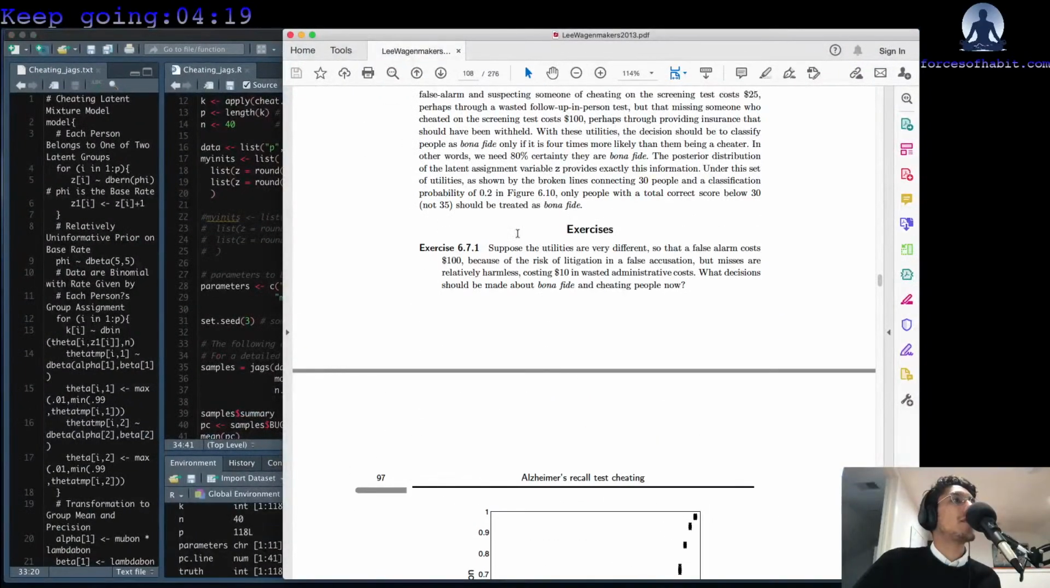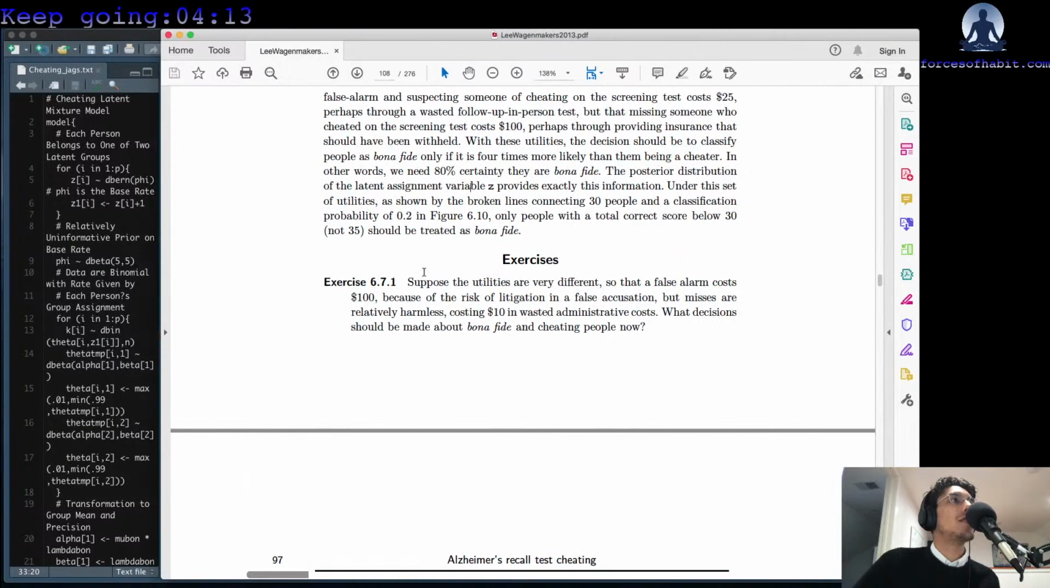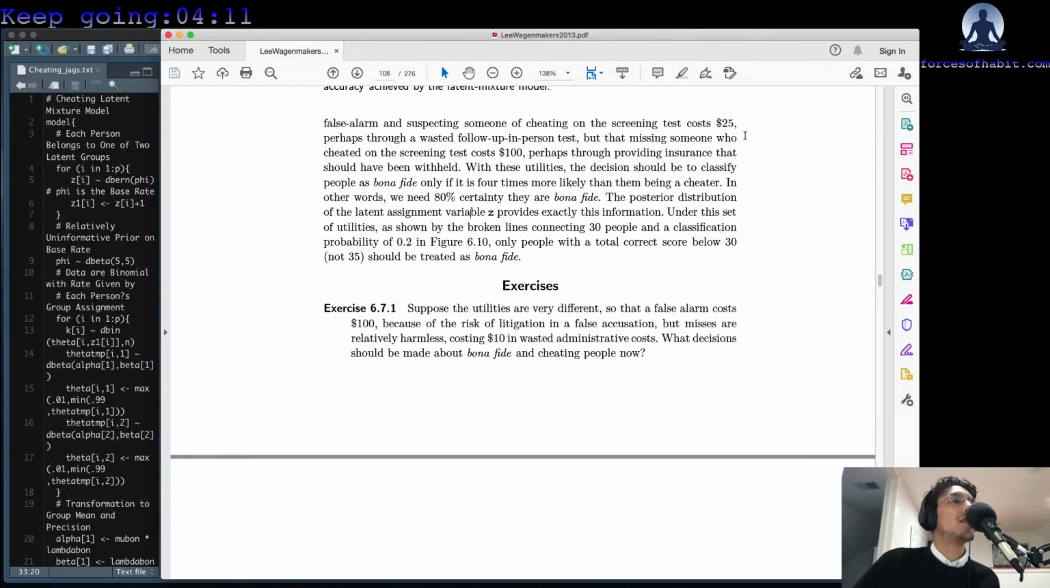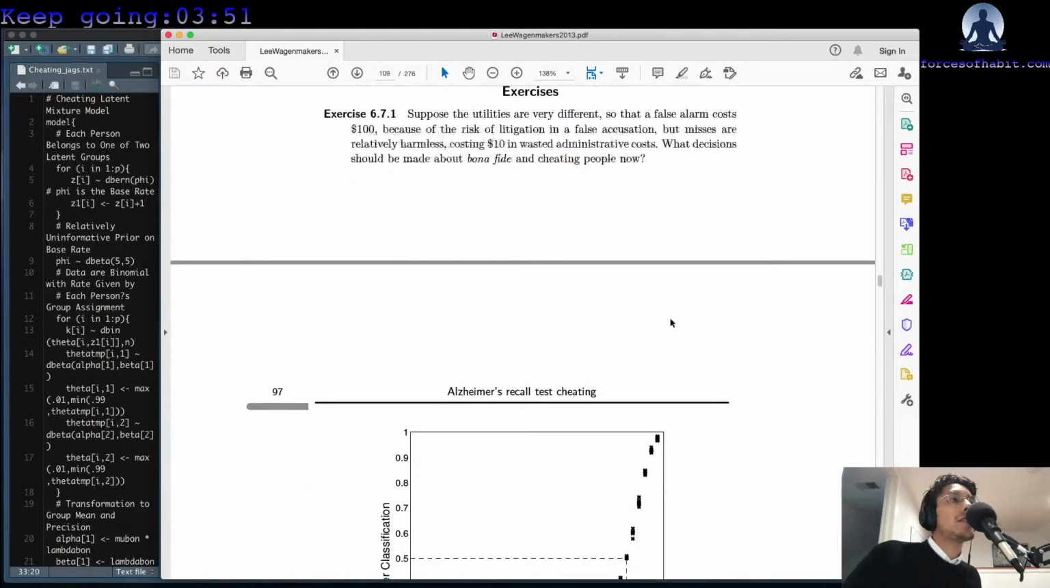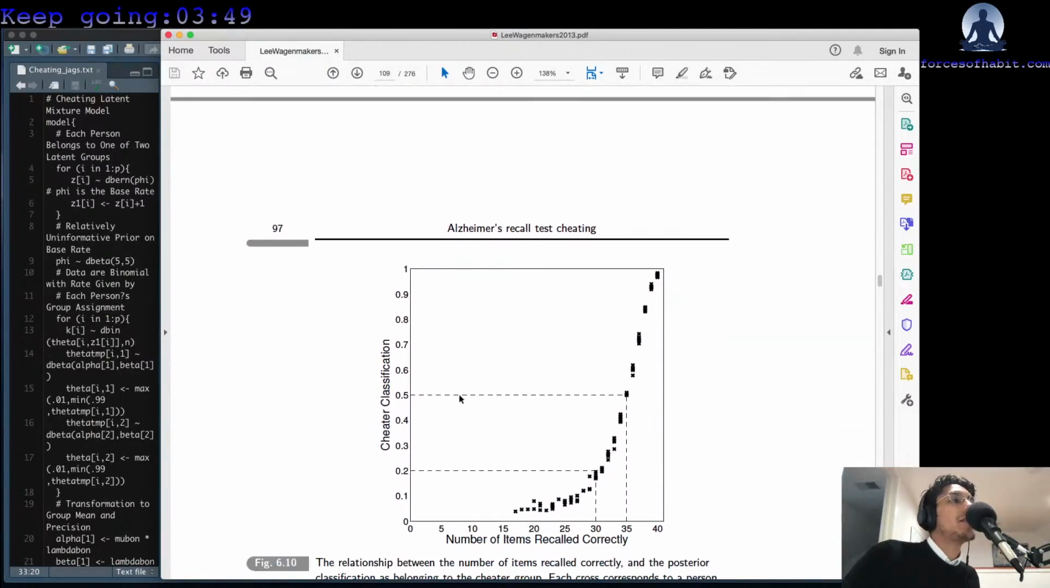Okay. Suppose the utilities are very different, so that a false alarm costs $100, because of the risks of litigation and false accusation, but misses are harmless, costing $10. Right, so this has nothing to do with changing the model. It's changing these threshold values.